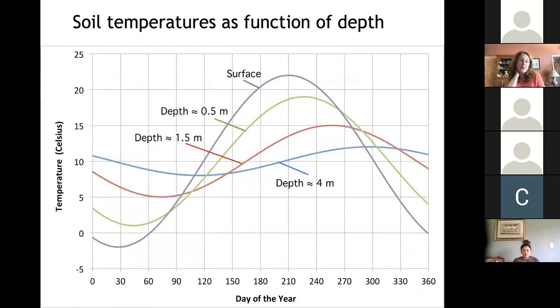So why does earth contact cooling work? Here you see a graph of soil temperatures as a function of depth. The x-axis is time, the y-axis is temperature. And these graphs should look a little bit familiar to you, right? These graphs look like what we showed in the thermal mass lecture at the very beginning of the semester.